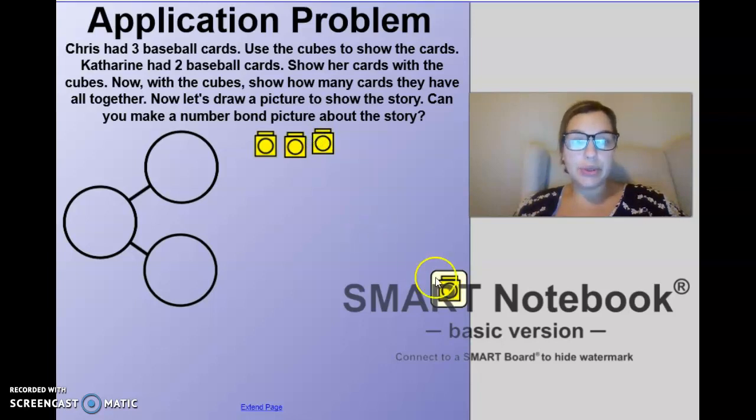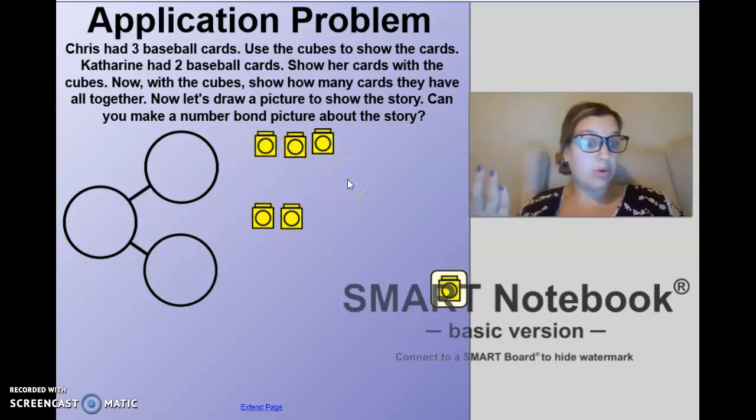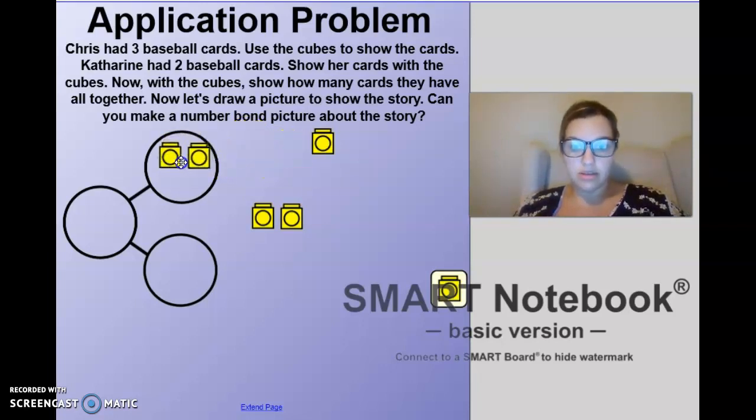Catherine had 2 baseball cards. So he had 3 and she had 1, 2. Now we need to show our whole. It says show our whole, so I can assume that these are our 2 parts. We have Chris's cards and Catherine's cards. We have 1, 2, 3 for Chris, and 1, 2 for Catherine.